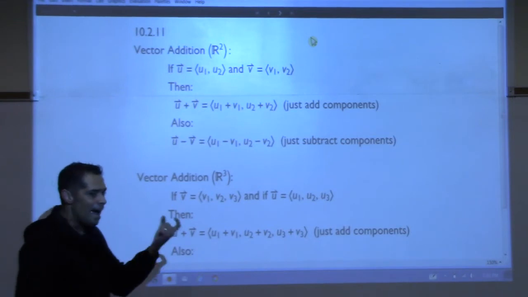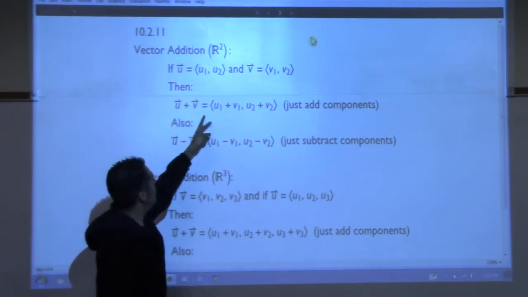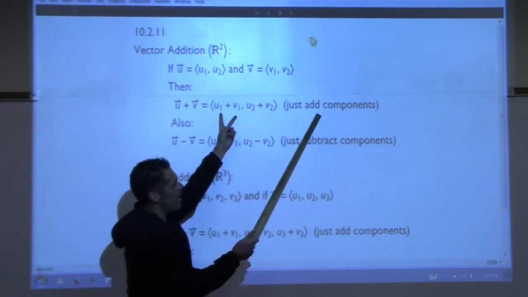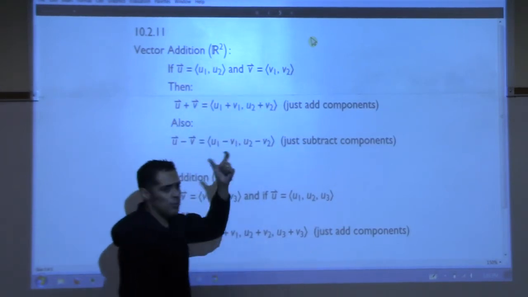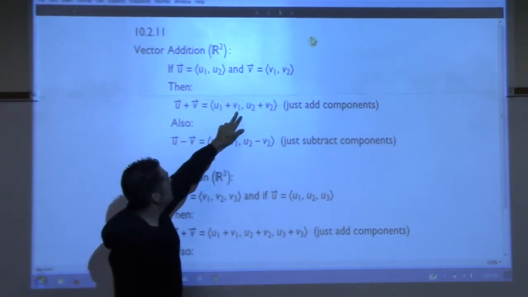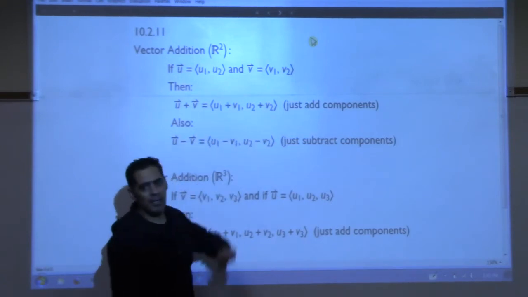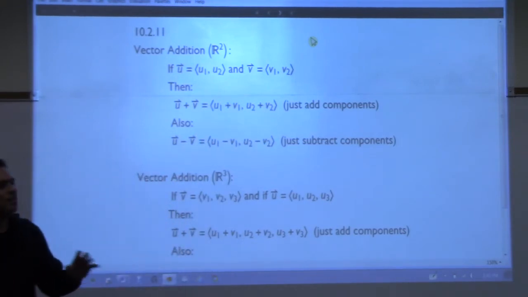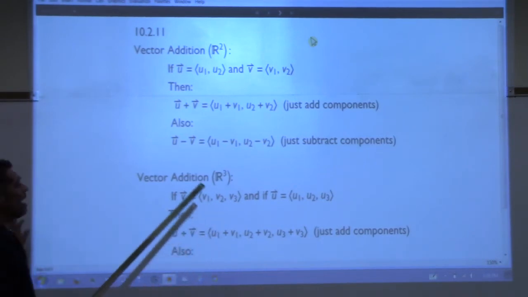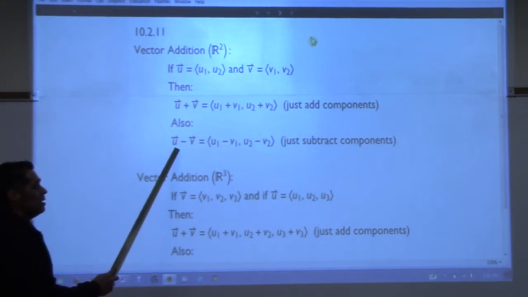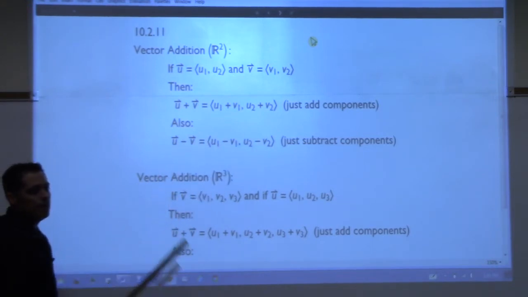Then if you want to add the two vectors together, all you do is add the components, right? You take u1 and v1, the two x components, and add them together. You take u2 and v2 and add them together. That's about as simple as it gets. You're just adding numbers up. If you do subtraction, then it's just subtract the components.